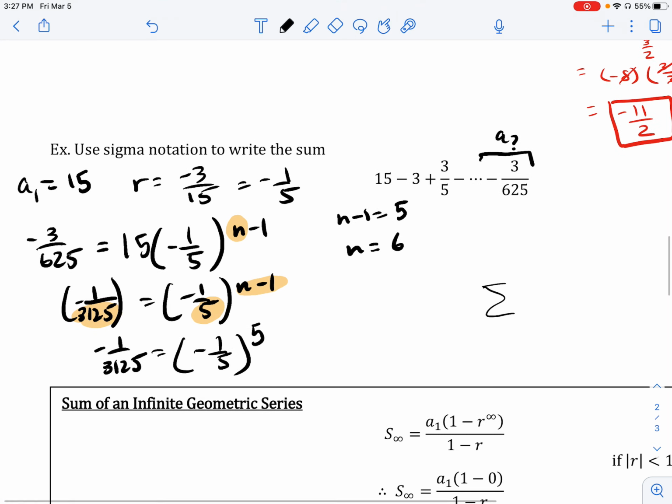Well, if that's the case, now I can finally write this in sigma notation. I start with n equal to 1. I end with n being equal to 6. And so that solves that mystery. I know that this was our 6th term in our series.